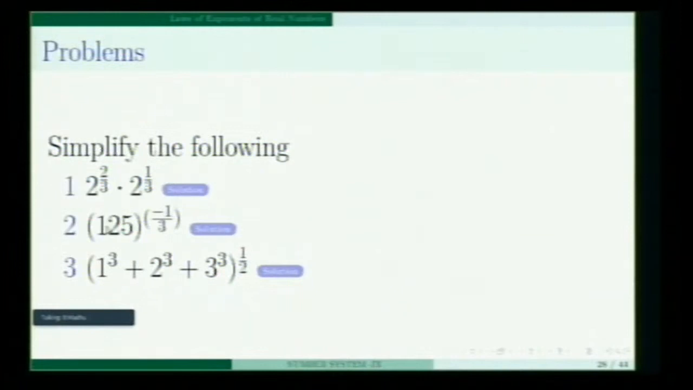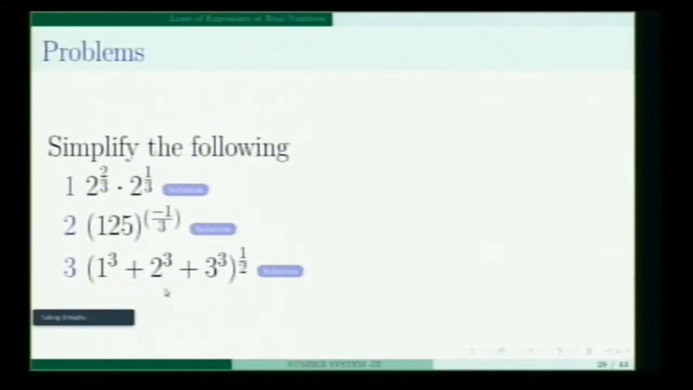Another one is also very easy, 125 raised to minus 1 by 3. Whenever negative is there, bring it down. That is 1 divided by 125 raised to 1 by 3 will come, and you can solve that. Third problem is a little interesting. That is why I'm keeping this problem. Just 1 minute I will take for that.